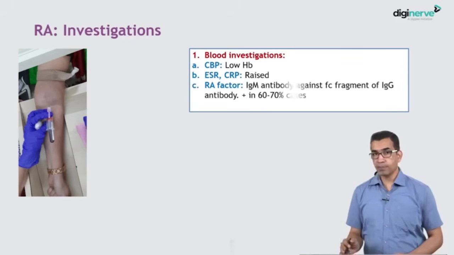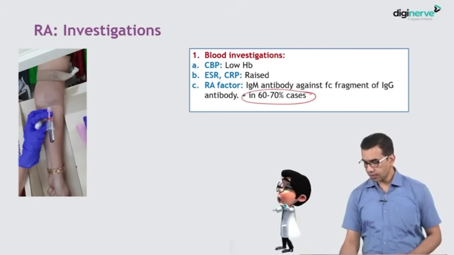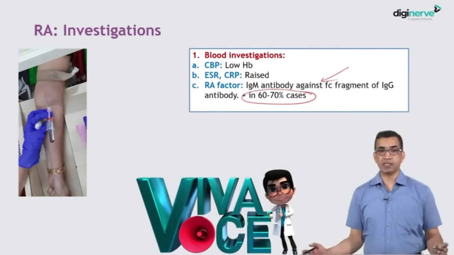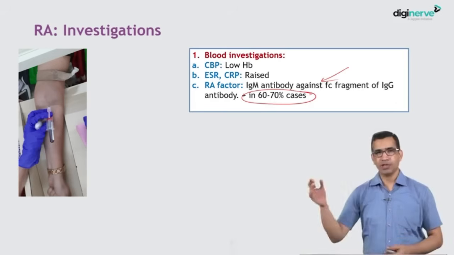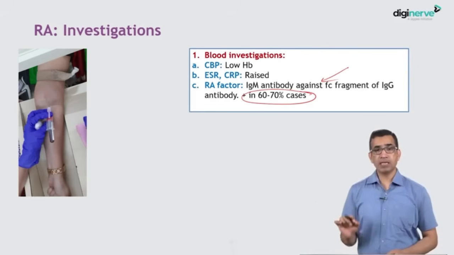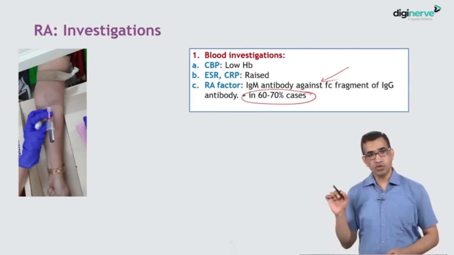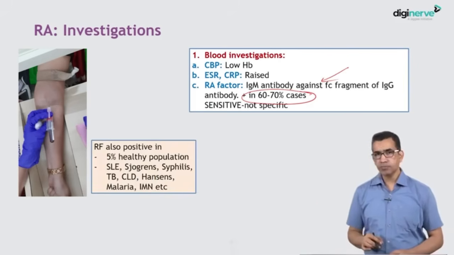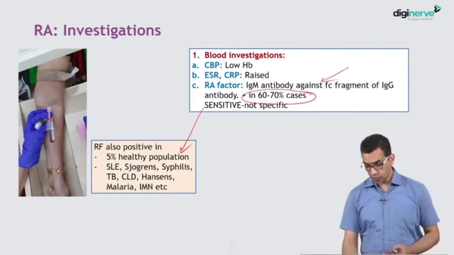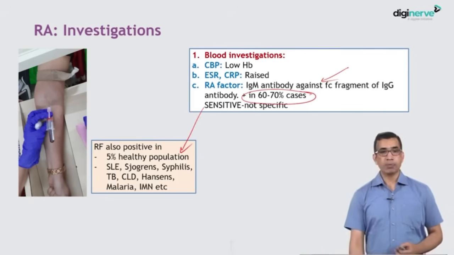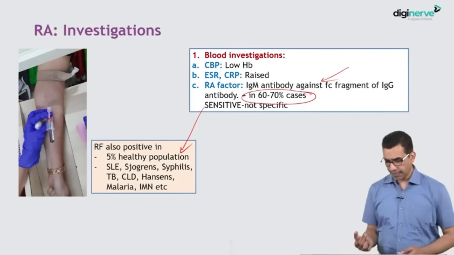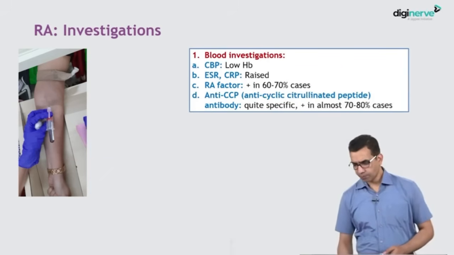RA factor is usually positive, but only in about 60 to 70% cases. This is usually a Viva question. What is RA factor? You can read this. I'm sure that they would have taught it in many places. It is an IgM antibody against the Fc fragment of IgG antibody. It is very sensitive but not specific because it is also present in 5% healthy population, SLE, Sjogren's, syphilis, TB, the Hansen's, and so on and so forth.